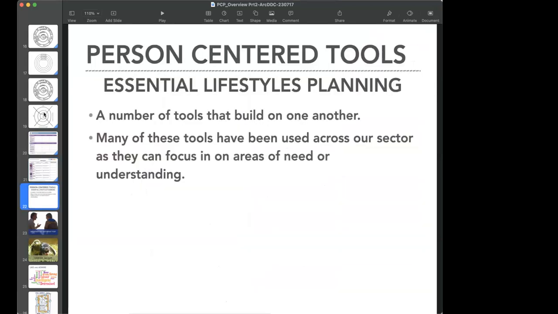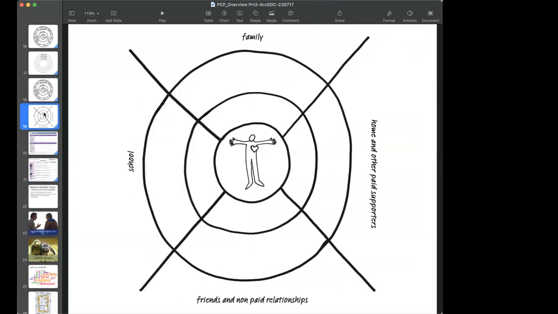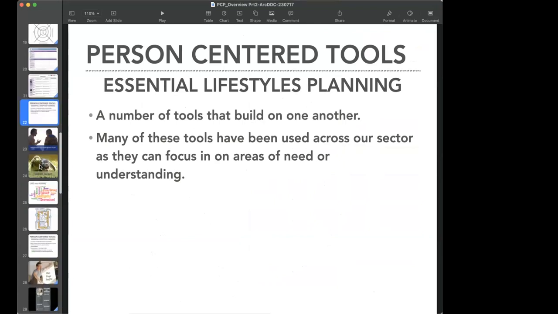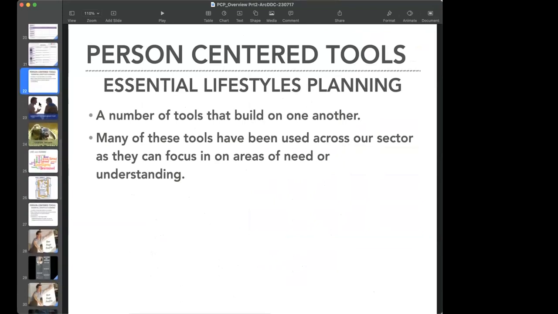And so if we think about this, Essential Lifestyles Planning actually still continues today, right? They have a number of tools that I think really build on each other. And we've been utilizing those tools for quite a while in thinking about what good supports look like for people. And they, again, are pretty simple, and I'll be sure to share some resources at the end of this presentation.